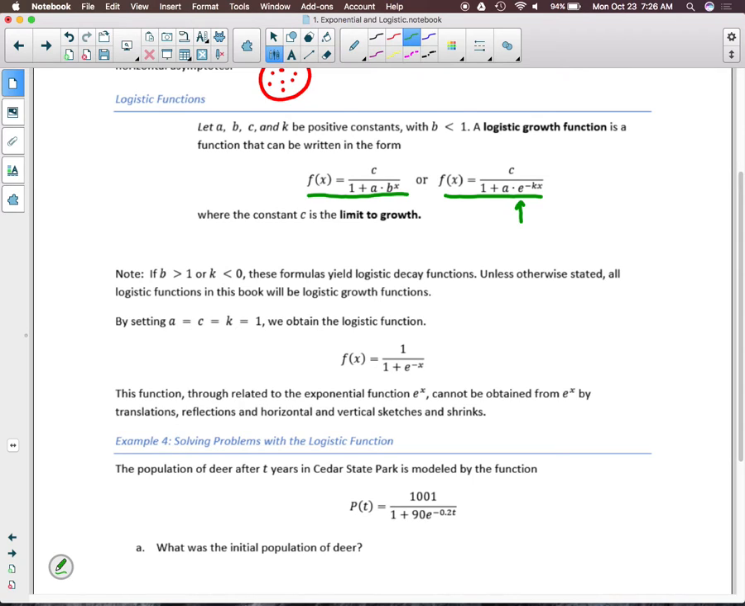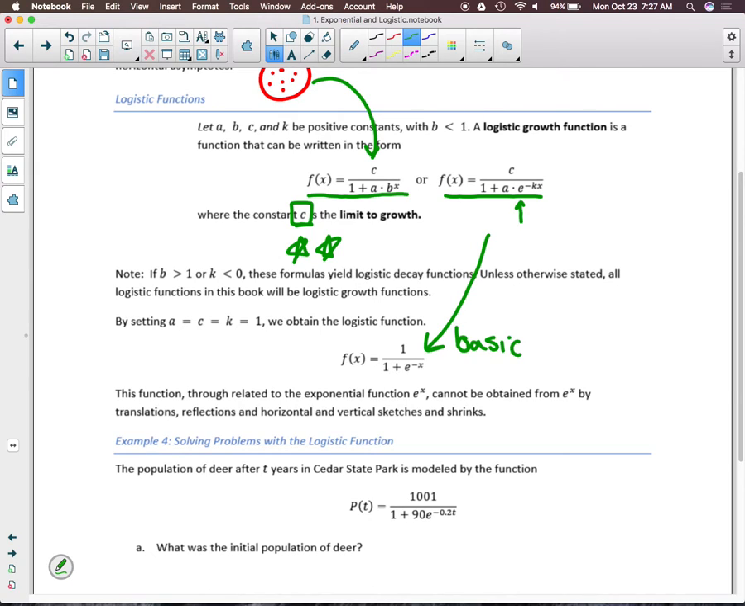In this function, there are some cool things that go on. In particular, this right here is super important. This top number is how big this fraction can get, so we call that the limit to growth. In our petri dish, however big the dish was would define how big our C value was. Now, the most basic version is when we have the A, C, and K values equal to 1. So we get the basic formula right here.